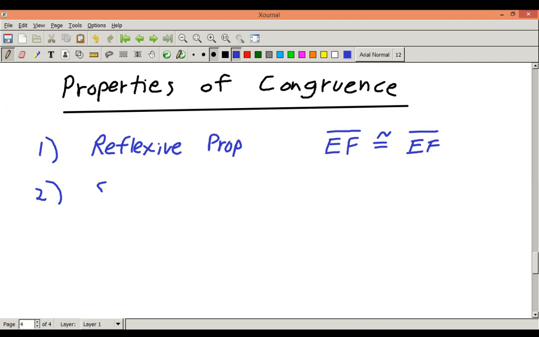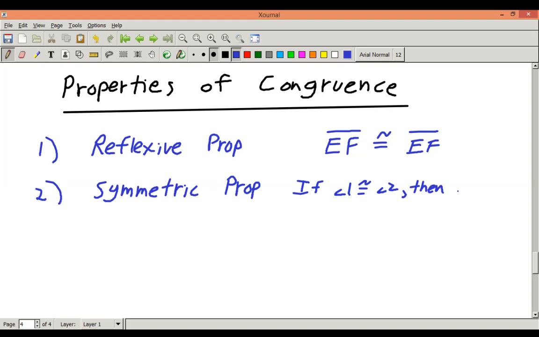Symmetric property. So if angle 1 is congruent to angle 2, then angle 2 is congruent to angle 1. So that's when we just switch sides, but this time it's not an equal sign, it's a congruent symbol. So if angle 1 is congruent to angle 2, then angle 2 is congruent to angle 1. That's a symmetric property.